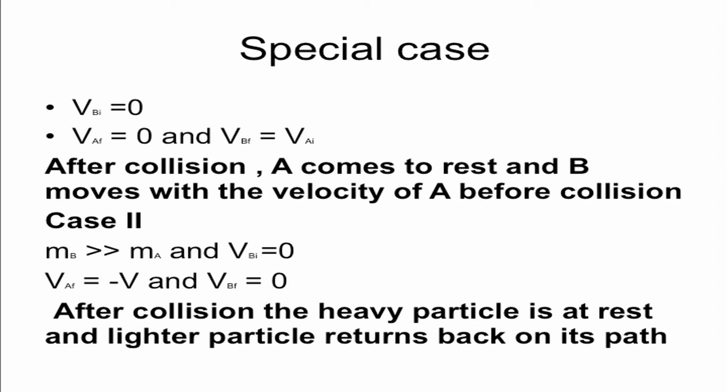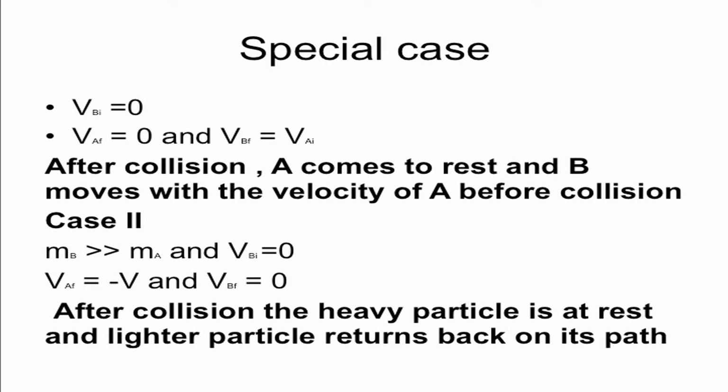Then we have another case, that is case 2, in which the mass of ball B is much greater than the mass of ball A. And here again the ball is at rest, that is VBI is equal to 0. When we substitute these values in equations 4 and 5, we get two values, given as VAF is equal to minus VAI and VBF equal to 0.